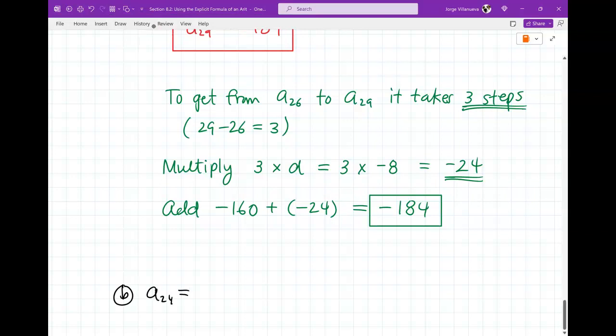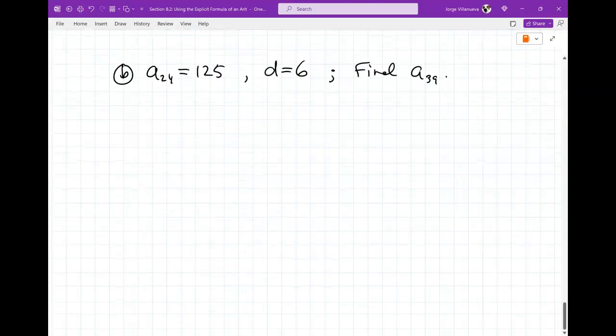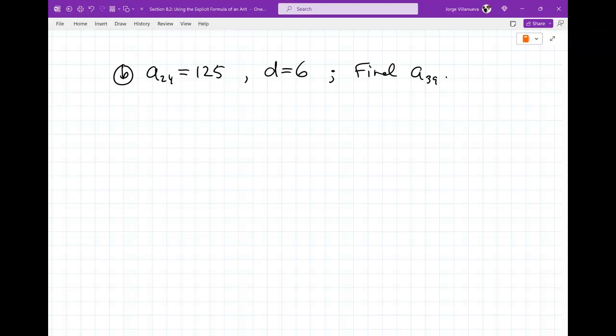A sub 24 is 125. D is 6. Find a sub 39. Now, you could, if you want to, start at a sub 24. How many blanks are you going to have to create to get to a sub 39? 15. You could do that. I'm not going to say you're wrong. You could do 125 plus 6 plus 6 plus 6, and keep going, 15 times if you want to. And that's fine. I'm not going to get mad at you. Okay? That is one way to do it.